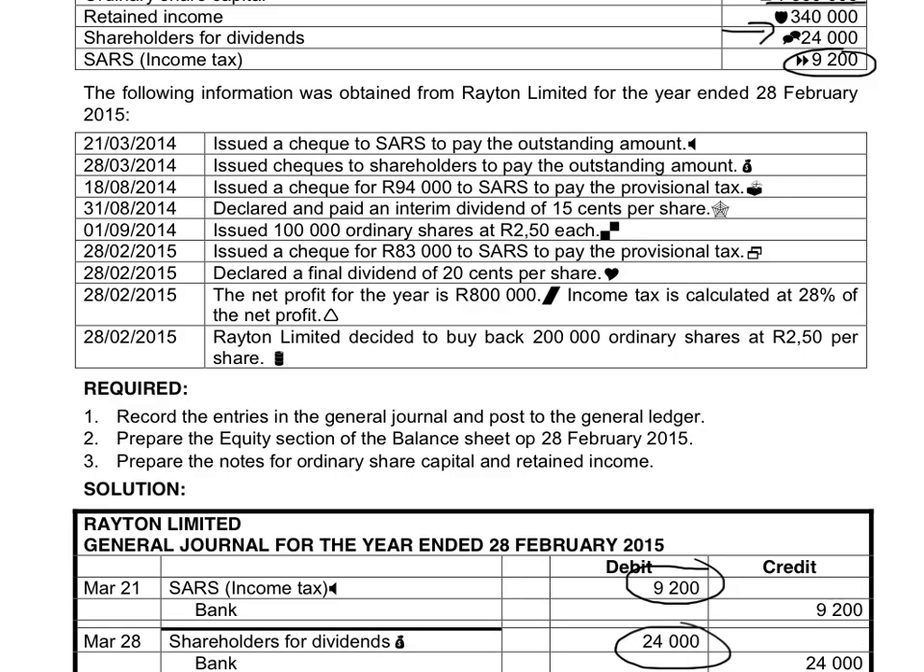Okay, if we look at the next one, an interim dividend of 15 cents per share was declared. So first of all, I must determine how many shares I had on the 31st of August. If we look at all the information that was given up to now, we haven't issued any additional shares yet. So that means that the dividend that we will pay will only be on shares that were issued in previous years.